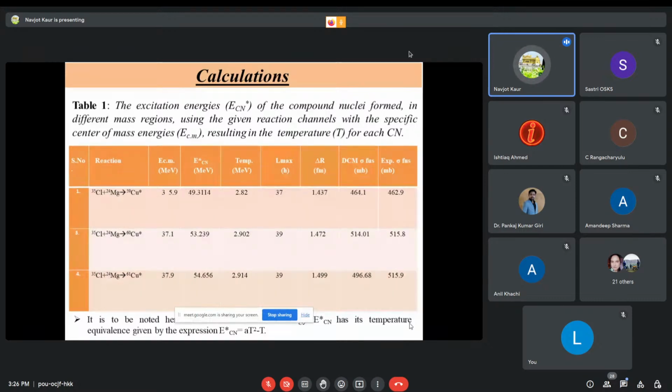So the excitation energy of the compound nuclei formed in different mass regions using the given reaction channel with the specific center of mass energy results in the temperature. Here, firstly we have ECM for these isotopes. Next we have excitation energy, temperature, Lmax. And similarly we have delta R, that is the impact parameter, and we have the cross section that we have calculated using the dynamical cluster decay model, and next we have experimental cross sections which we have taken from the experimental paper.